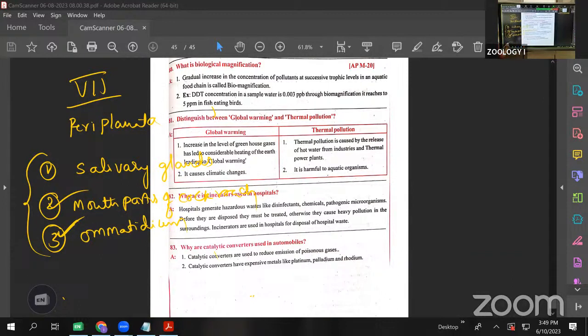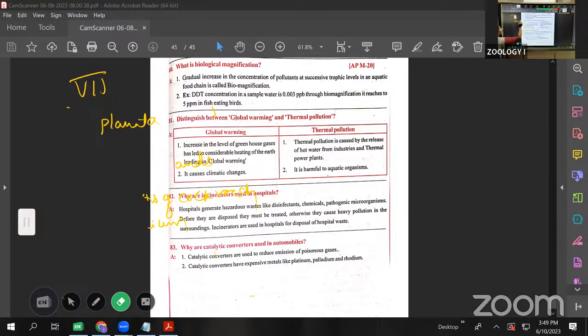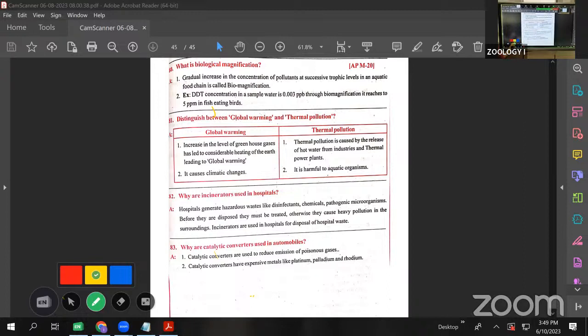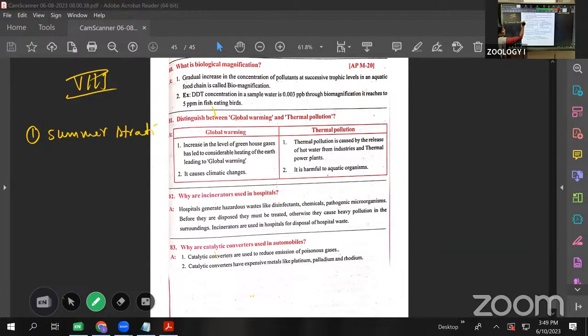The last lesson is the 8th lesson. I am giving only some. Don't stress more in the 8th lesson, because more SAQs are there, so if possible, you leave that lesson. If you want to learn some important questions, I am giving from the 8th lesson: summer stratification.